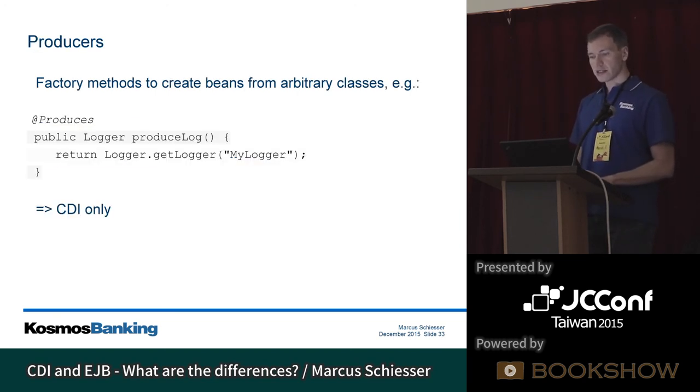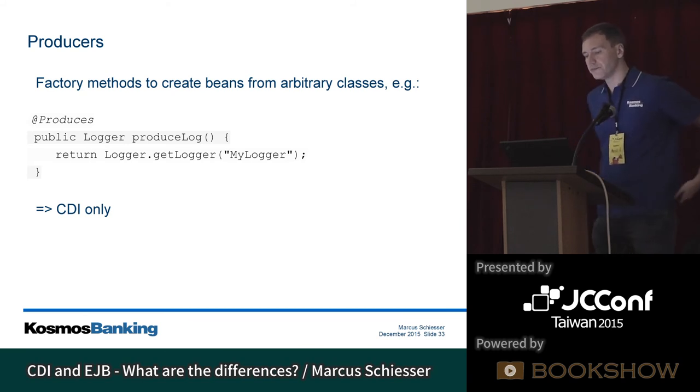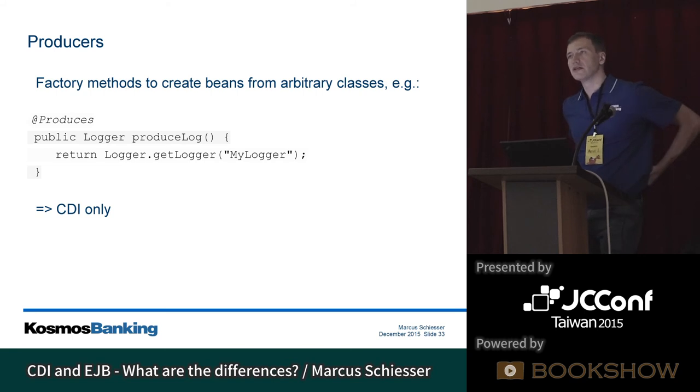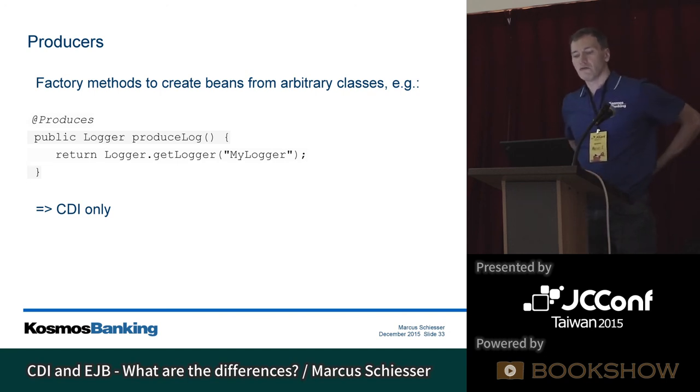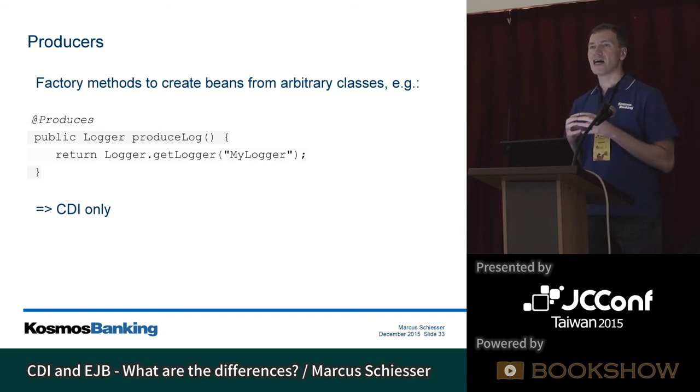CDI also has these so-called producers. They are basically factory methods to create beans from arbitrary classes. Here's an example. Let's say we need a locker. The locker is something we use a lot in our application, and we just want to inject the locker and then be able to use it. So we provide a factory method for that locker, and the locker object is then after that a CDI bean.